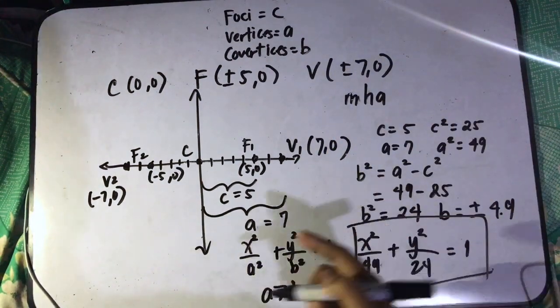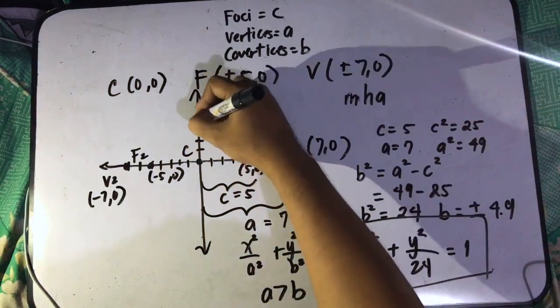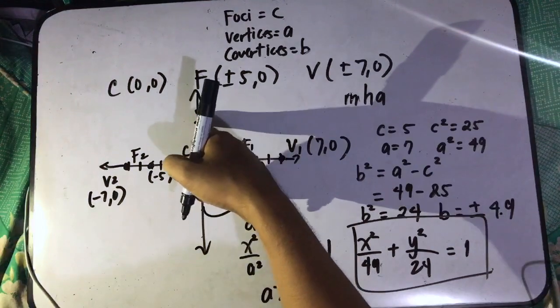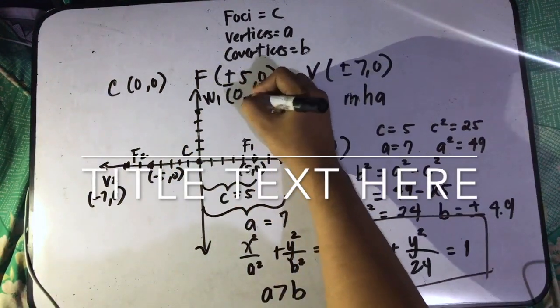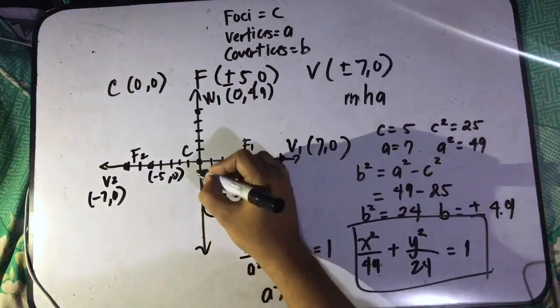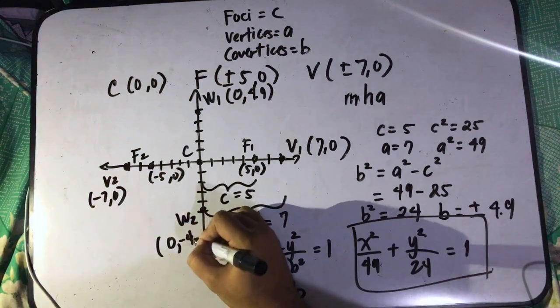Okay, so kung gusto mong malaman kung ano itsura ng ellipse, kuhanin mo si B. That is plus minus 4.9. 1, 2, 3, 4, 5. So most likely, papunta na siya kay 5. So that is your B. And we call this as W1 or the co-vertices. And it is located where? 0, 4.9. And the next one is located at 1, 2, 3, 4, 5, 0. This is W2 located at 0, negative 4.9.